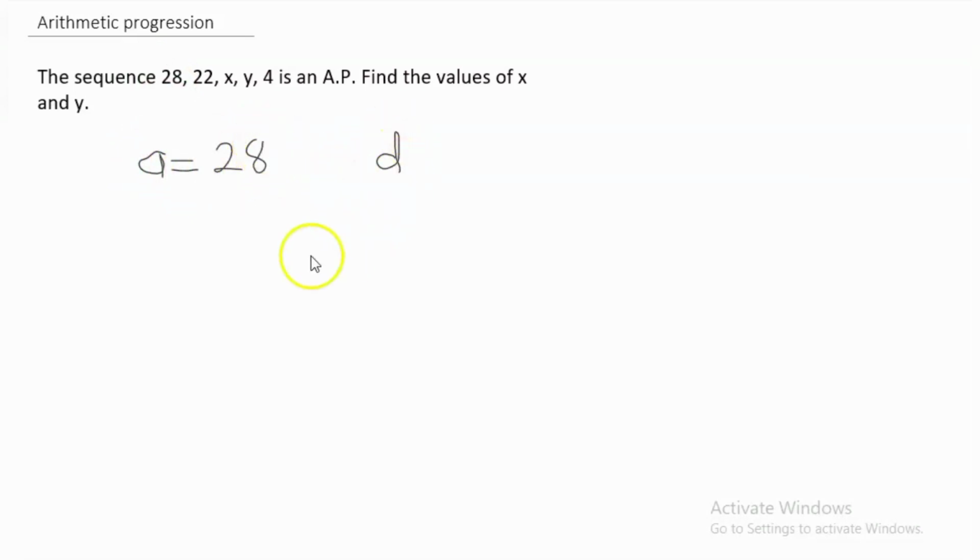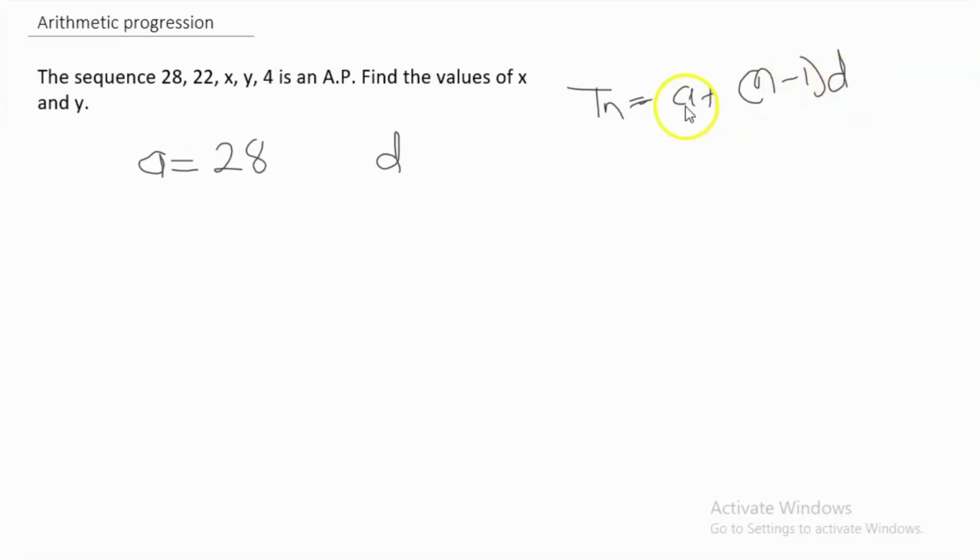Now we want to find our common difference. The reason we want to find our common difference is because, remember, if we want to find the nth term, now we're going to find x and y. x is our third term, 1, 2, 3. And y is our fourth term, 1, 2, 3, 4. So it means if we want to find t3 and t4, we have to use the formula Tn. Remember, Tn is how we find our nth term, and that is a + (n - 1)d.